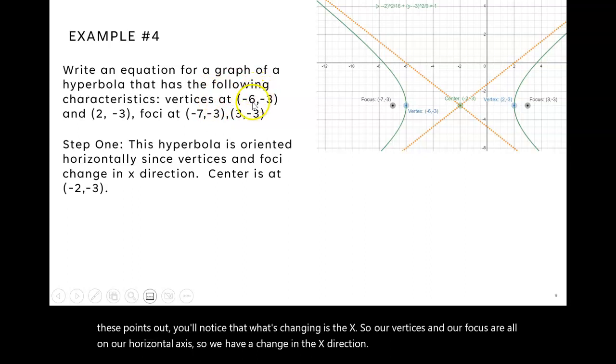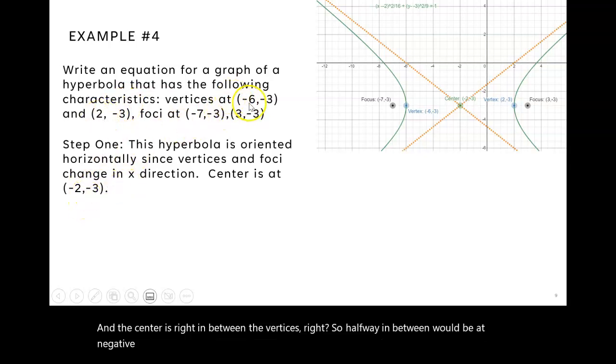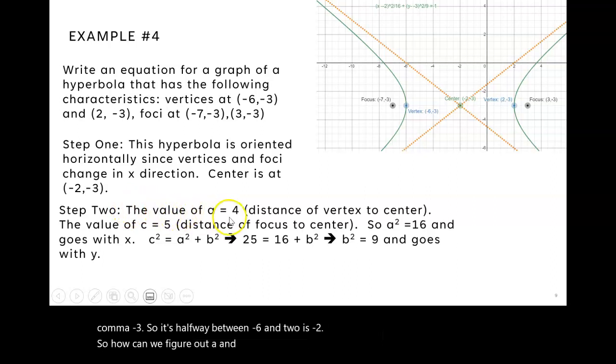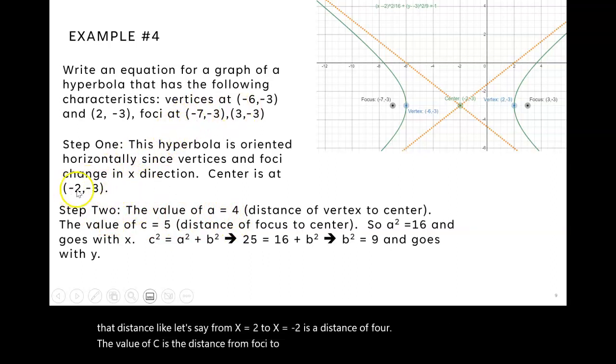And the center is right in between the vertices. All right, so halfway in between would be at negative 2 comma negative 3. So halfway between negative 6 and 2 is negative 2. So how can we figure out A and C and B? Well, the value of A is the distance from vertex to center. So that distance, let's say from x equals 2 to x equals negative 2, is a distance of 4. The value of C is the distance from foci to center. So that distance is 5 when you look at negative 7 and negative 2.